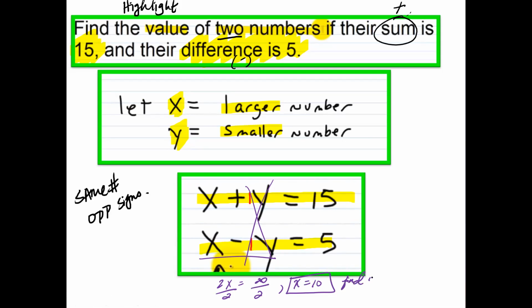If you have x, what do you need to find? Your counterpart is y. Now you know that the sum is 15, so if x is 10, what is y? Y would have to be 5, and that is your answer, (10, 5). And just to check, is the difference between 10 and 5 equal to 5? Yes, it is. So you know you did this correctly.